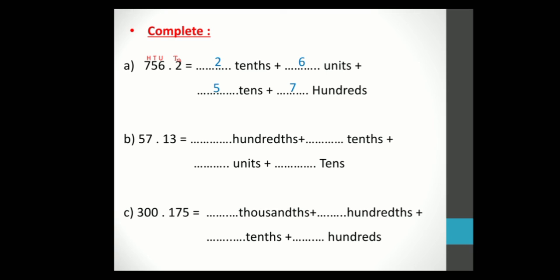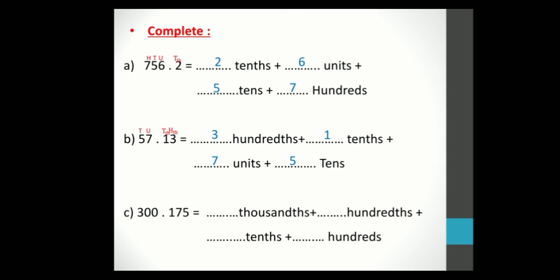Letter B, I have 57 and 13 hundredths. So first we put the places. 7 is called the unit digit, then 1 is the first number in the decimal part, it's called tenths, and 3 is called hundredths. So in hundredths we have 3, in tenths we have 1, in units we have 7, and in tens we have 5.